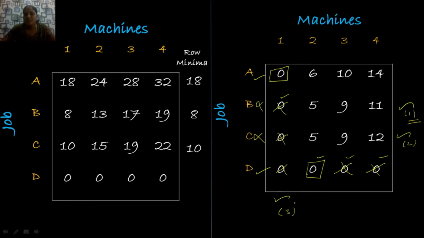So after this mark, we have to look at this column. In this column, is there any assignment made? Yeah, there is an assignment here. You mark this corresponding row. This is your fourth step.